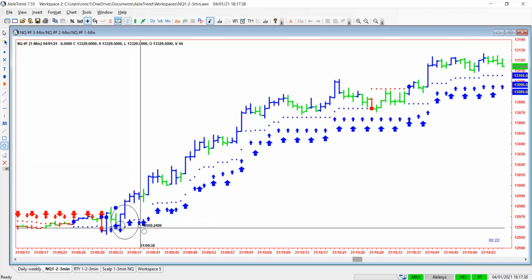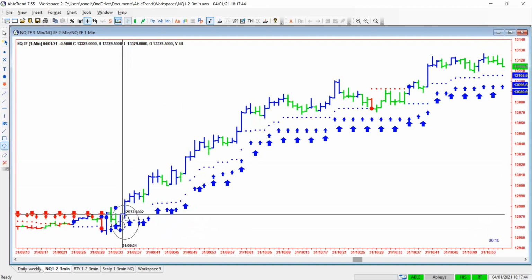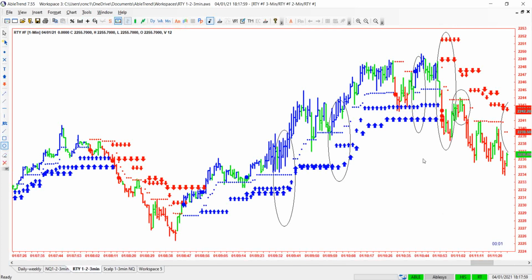972. 960 is a 12-point price bar. So that's considered pretty small, and you have to be very quick on it. It's tricky because it moves very, very fast, especially the Nasdaq. If you like a market that's a tad slower, like I keep saying, go to the Russell.